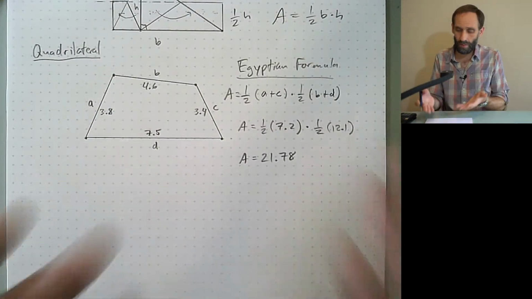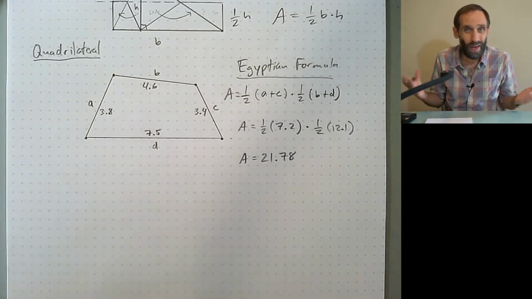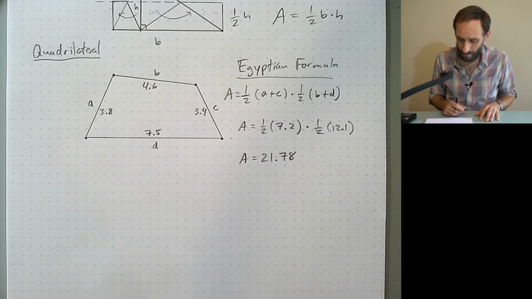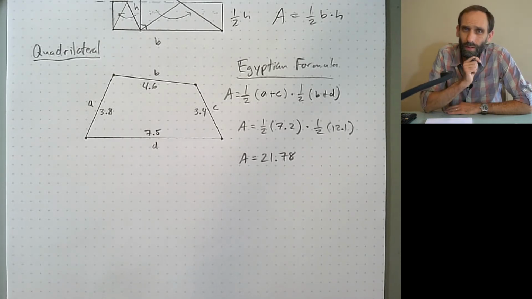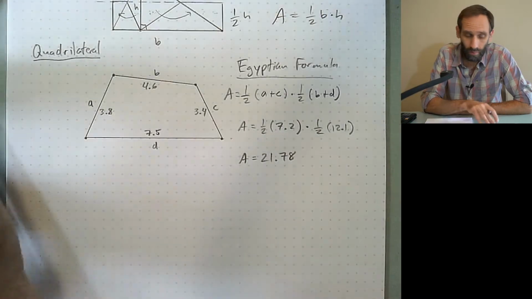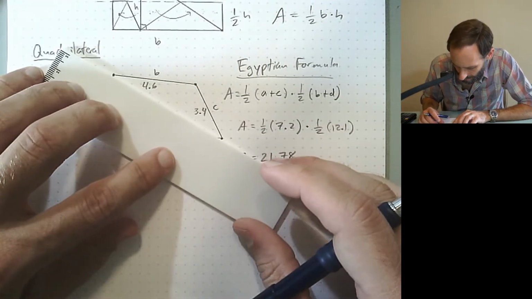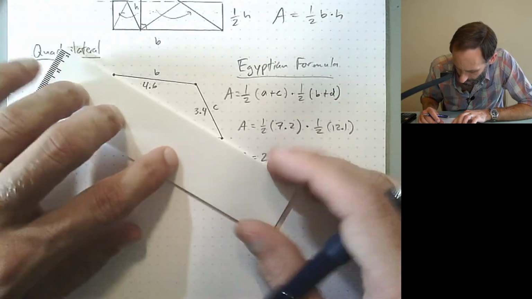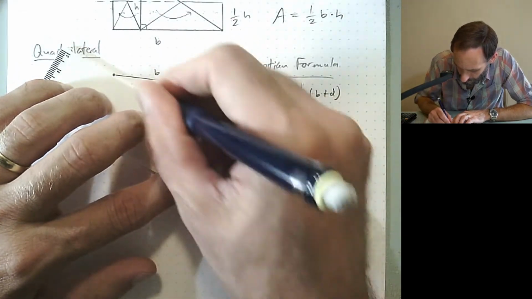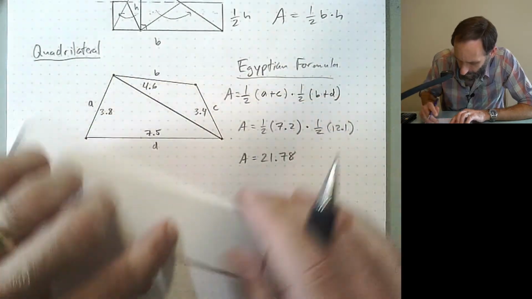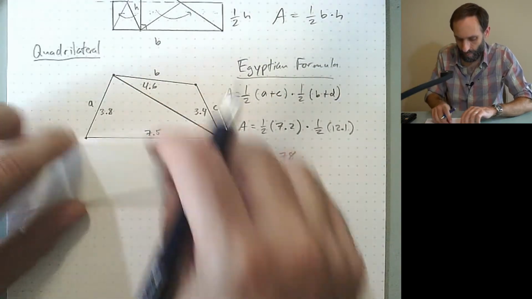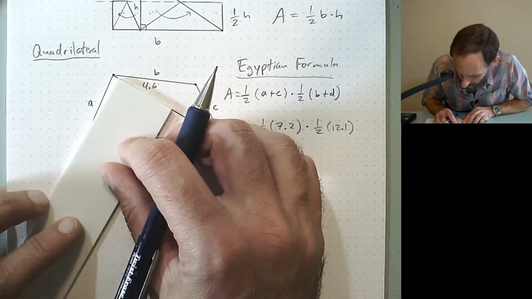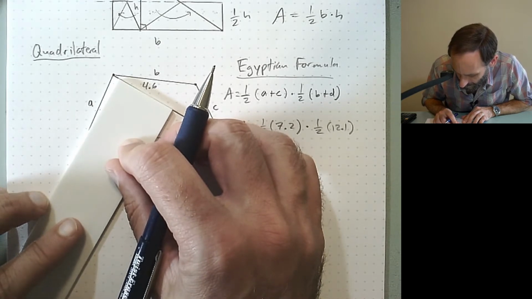Okay, so we use this formula, we got this area. How do we know if it's right? Is there another way we could find the area of this quadrilateral? Well, wait a second. We do know how to find the area of a triangle, right? So let's just divide this into two triangles. Okay, and now I'm going to, let's see if I can do this. I gotta try to find the altitudes of these two triangles.